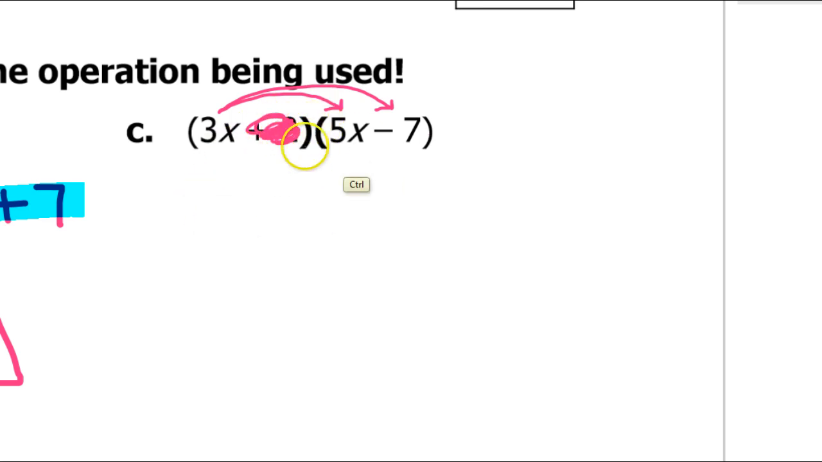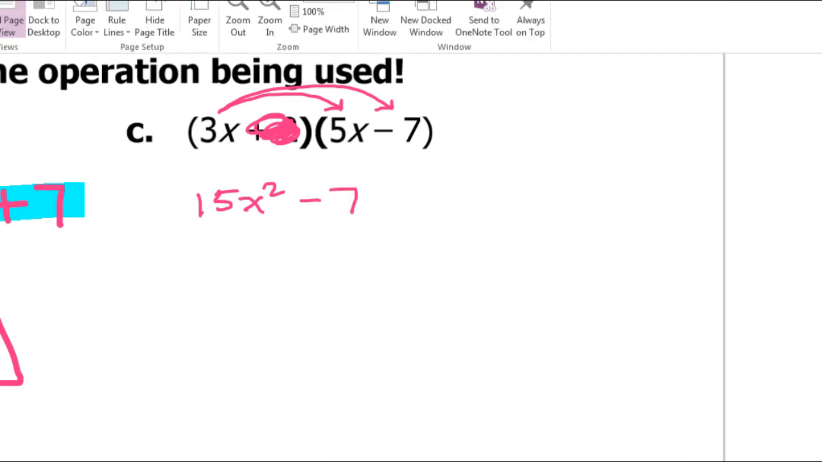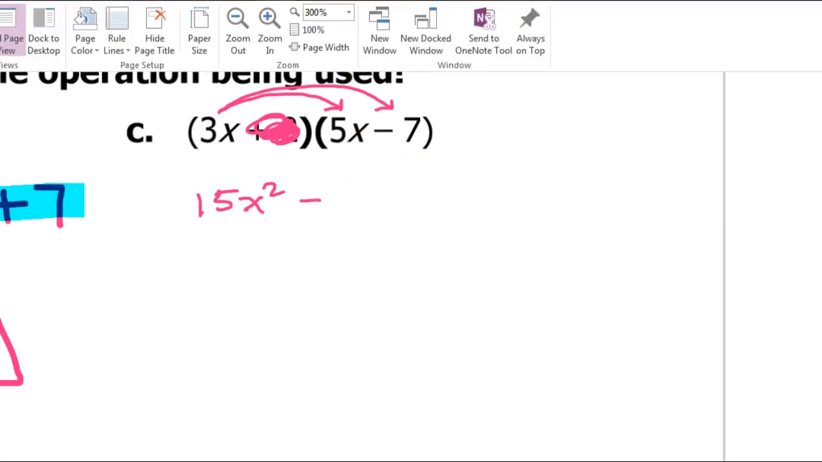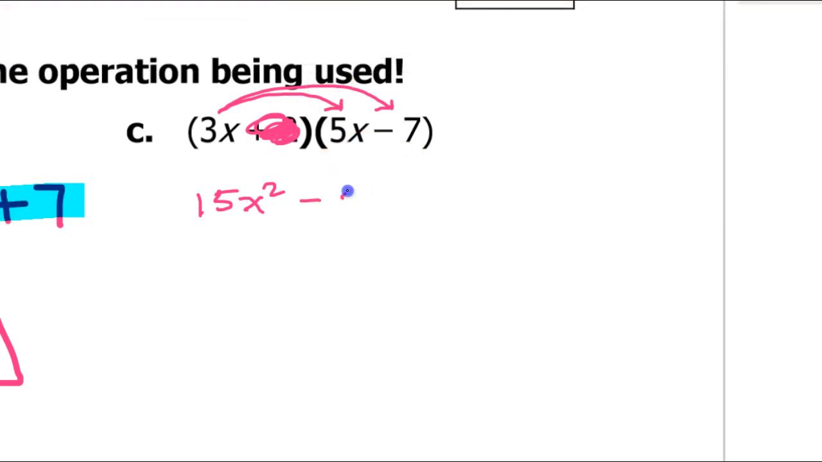So 3x times 5x is going to give me 15x squared. And then 3x times negative 7 will be negative 7x. Sorry, that's not even close. 3x times negative 7 is going to be negative 21x. Okay, so I did the first distributive property.